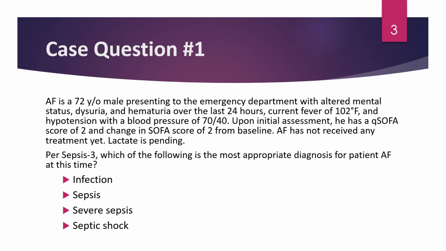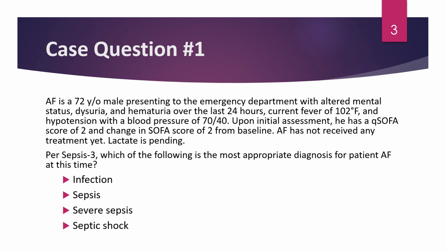First thing we're going to start off with today is a case. We have patient AF, a 72-year-old male who presents to the emergency department with altered mental status, dysuria and hematuria over the last 24 hours, a current fever of 102 degrees Fahrenheit, and hypotension with a blood pressure of 70/40. Upon initial assessment, he has a Q-SOFA score of 2 and a change in SOFA score of 2 from baseline. The patient hasn't received any treatment yet, and the lactate level is pending.